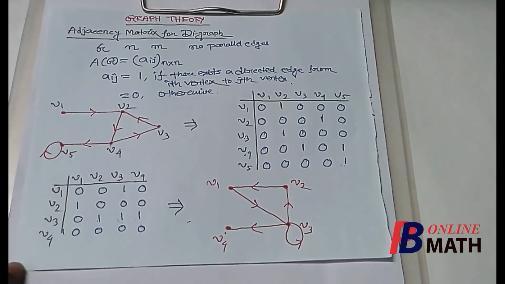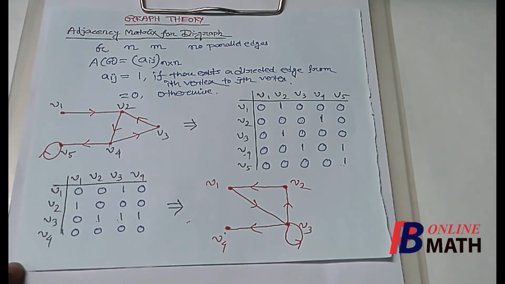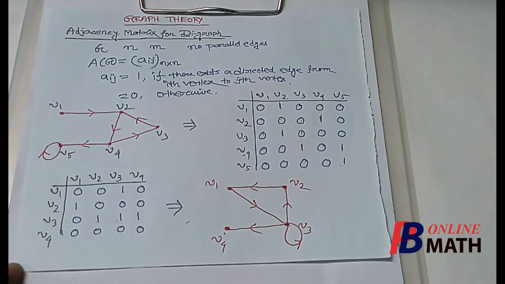So we find that if the diagram is given with no parallel edges, then we can find the adjacency matrix. And if the adjacency matrix is given, then we can find the corresponding diagram. Also remember the points that for non-directed graph, the adjacency matrix is symmetric, but for directed graph, the adjacency matrix is non-symmetric.